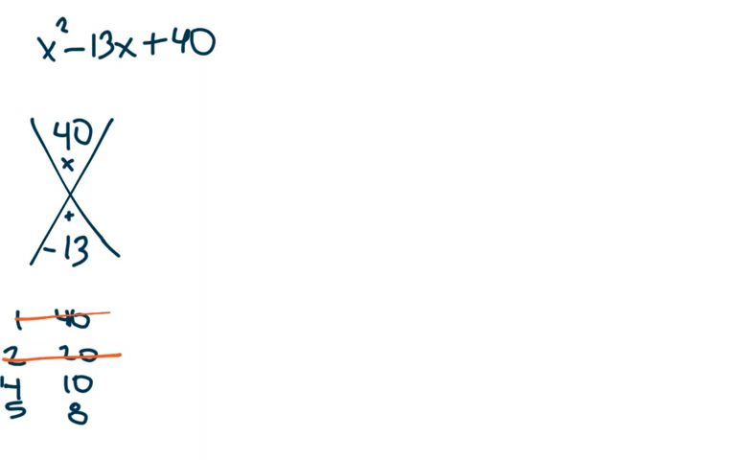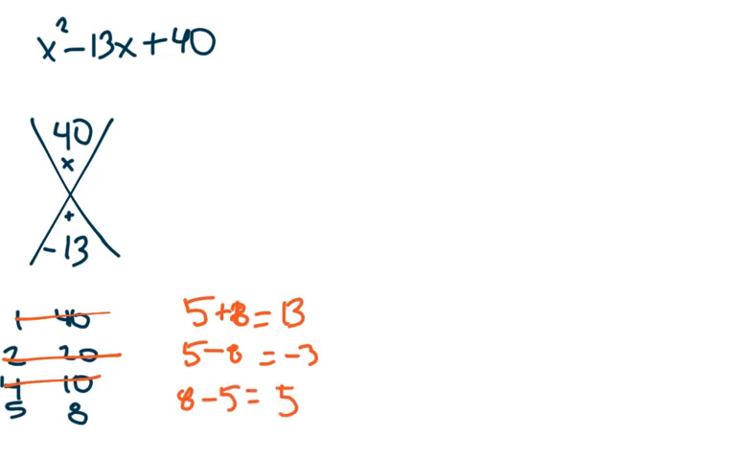So let's try 5 and 8. Well, 5 plus 8 equals 13. 5 minus 8 equals -3. 8 minus 5 equals +3. Is there one combination that I haven't done yet that could potentially give me a -13? And you should be screaming, yes, yes, yes.